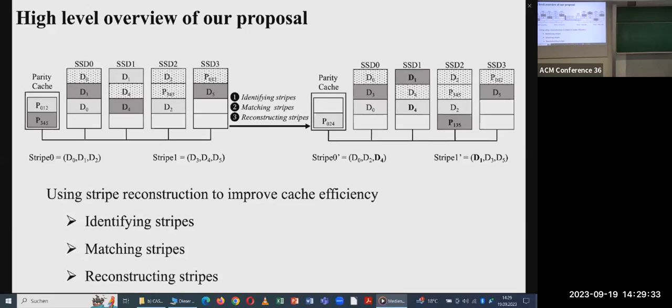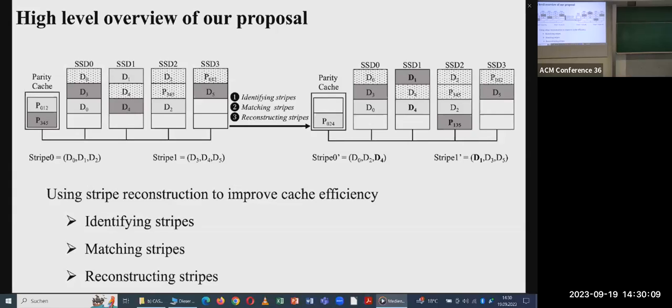This is a high-level overview of our proposal. Our basic idea is to perform proactive stripe reconstruction by shuffling data stripes, which means the data chunks in the rebuilt stripes may have similar update hotness. Consequently, the proposed approach can make the cached parity chunks correspond to hotter data chunks and thus boost cache use efficiency.